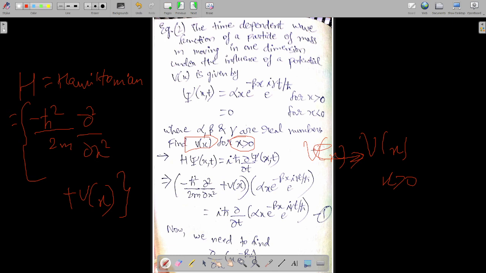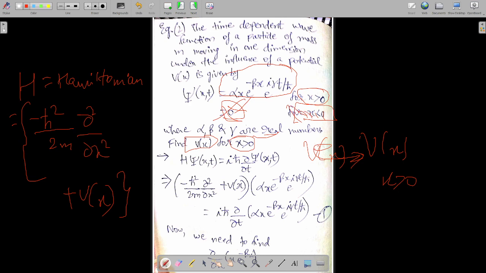This clearly means that for x smaller than 0, we have to ignore the value. Psi of x comma t, capital Psi of x comma t, for x smaller than 0 is 0. So we have to clearly ignore this downward statement, the one given below, because it is clearly given that we have to find V of x for x greater than 0, and x greater than 0 corresponds to this wave function. So you can ignore the 0 value.